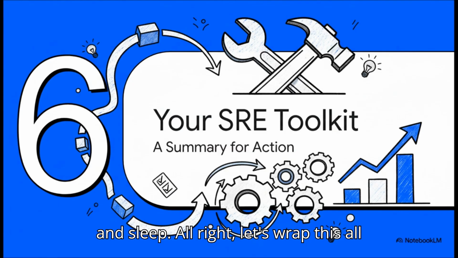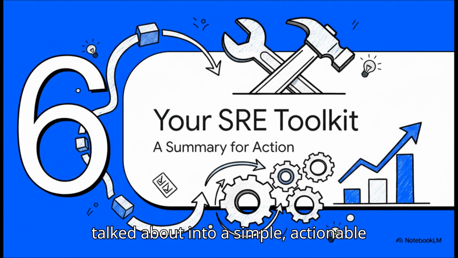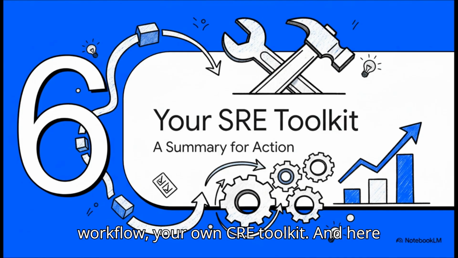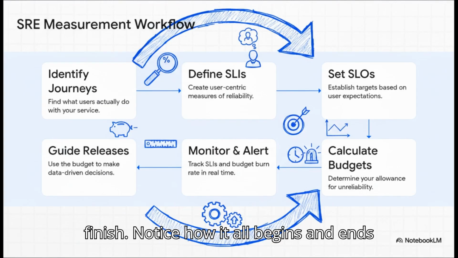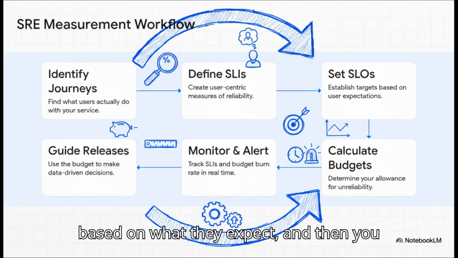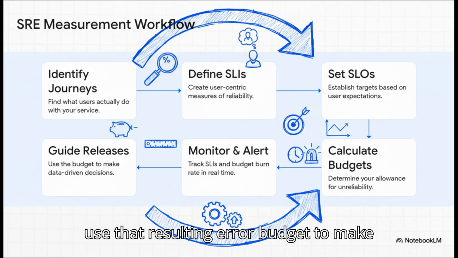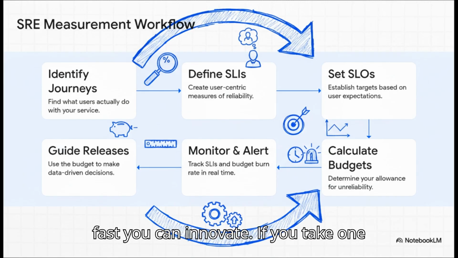All right, let's wrap this all up. We're going to pull everything we've talked about into a simple, actionable workflow. Your own SRE toolkit. And here it is, the whole playbook from start to finish. Notice how it all begins and ends with the user. You identify their most important journeys, you define metrics from their perspective, you set targets based on what they expect, and then you use that resulting error budget to make smart, data-driven decisions about how fast you can innovate.